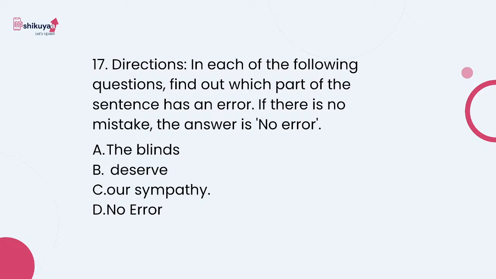So the sentence is: the blinds deserve our sympathy. So here part A, the blinds, part B, deserve, part C, our sympathy. So students, again there is an issue of articles here. We must understand the rules of articles. Now in part A, article the has been used, and now it is representing the whole class of blind people.